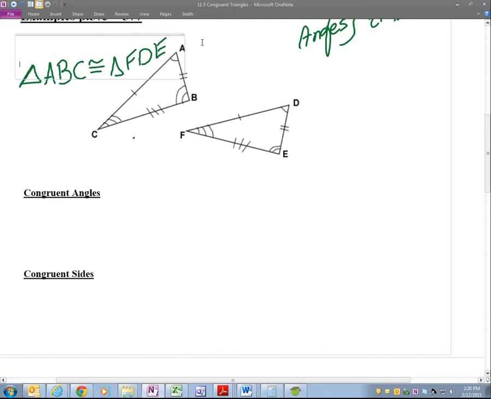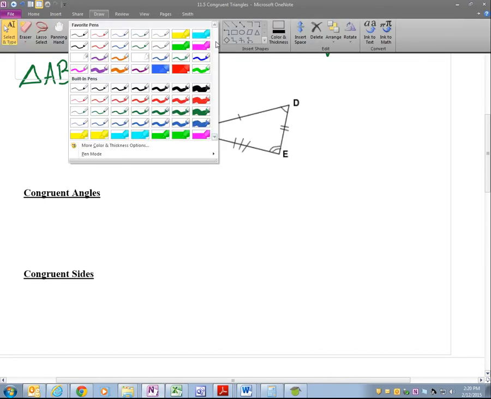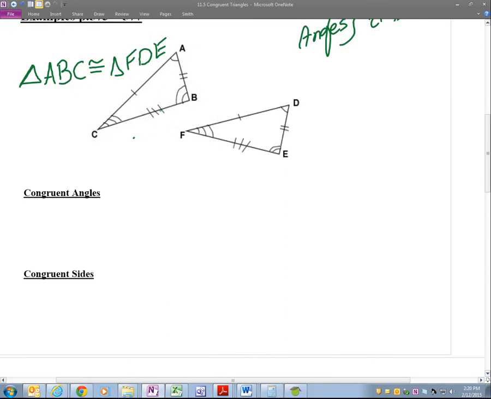And even if you were to name the second one DEF, or if you were to name it FED, triangle FED, triangle DEF, that's fine because it's just named by its three vertices. We'll get to that. DEF. So let's find the congruent angles.